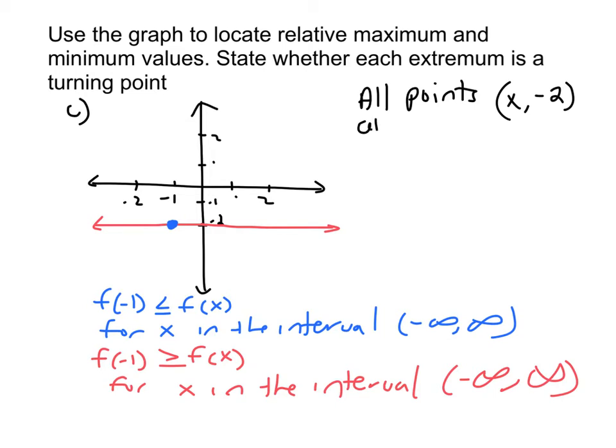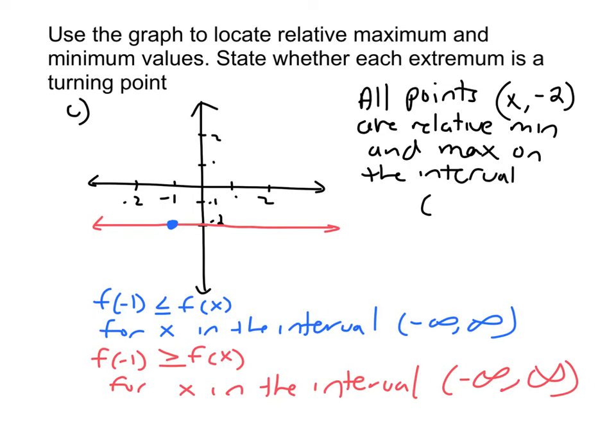So all points are relative min and max, okay, on the interval negative infinity to infinity. Now, they're all extrema, so are any of these points turning points?